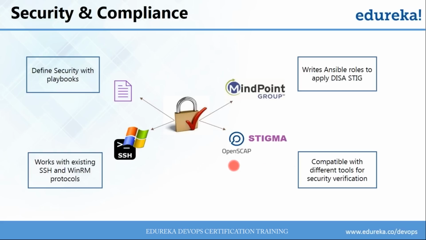And it is also compatible with different security verification tools like OpenSCAP and Stigma. What tools like OpenSCAP and Stigma do is carry out a timely inspection of all your software inventory and check for any kind of vulnerabilities. And it allows you to take steps to prevent those attacks before they actually happen. And you can apply this security over your entire infrastructure using Ansible. So guys, I hope that you've understood security with Ansible. If you have any questions, you may ask me anytime on the chat window.